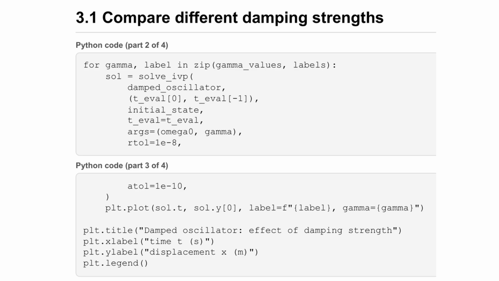solve_ivp function for each case. Notice how we pass the current gamma value into the solver using the args tuple. We then immediately plot the resulting displacement over time for each scenario, building up a comparison on a single graph.